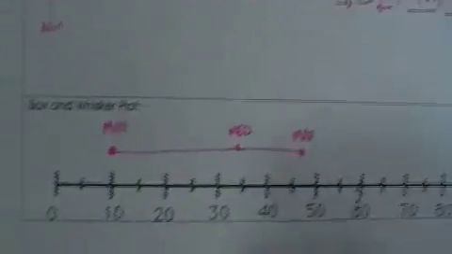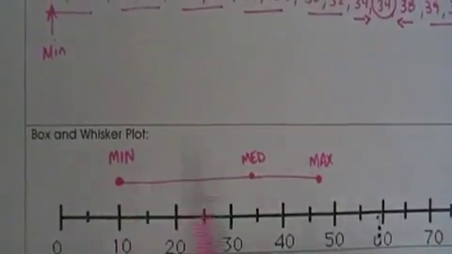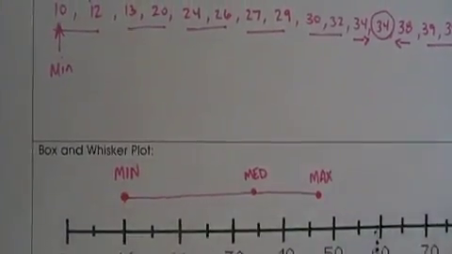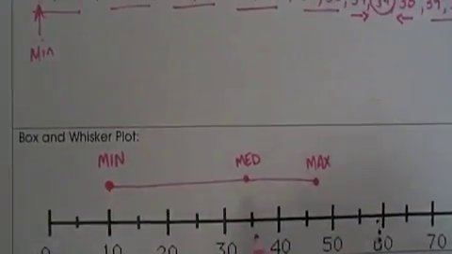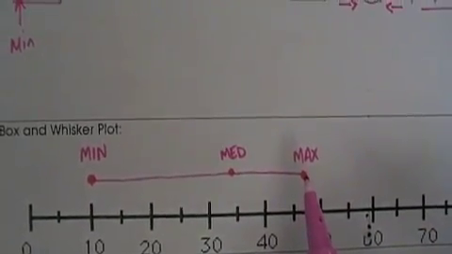Okay? At the bottom I have a number line here, and I went ahead and took the liberty of plotting the min and the max. So the lowest was 10, so I put a dot above 10, and the highest was 47, so I went just above 45 and marked the max of 47.